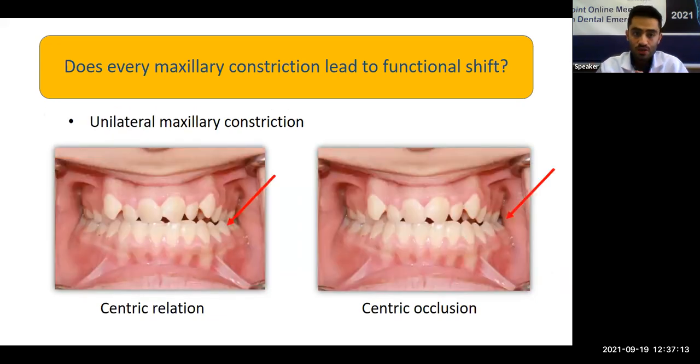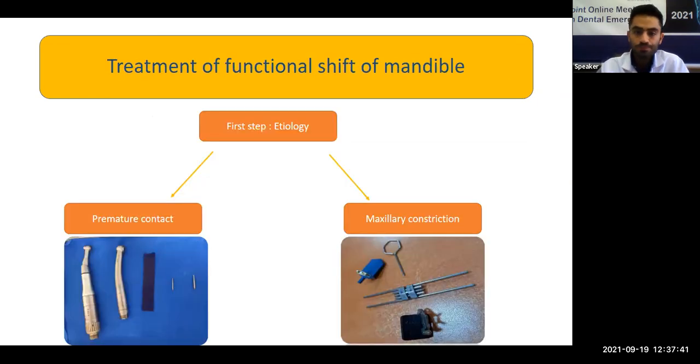Another situation is unilateral maxillary constriction, true unilateral maxillary constriction. Again, in this situation, centric relation and centric occlusion are the same. There is no shift of the mandible. Midlines are the same in both situations. And its etiology is the unilateral collapse of the maxillary arch. So both in CR and CO, we see a true unilateral posterior crossbite. It has a different etiology and a totally different treatment plan from what we are talking about today.